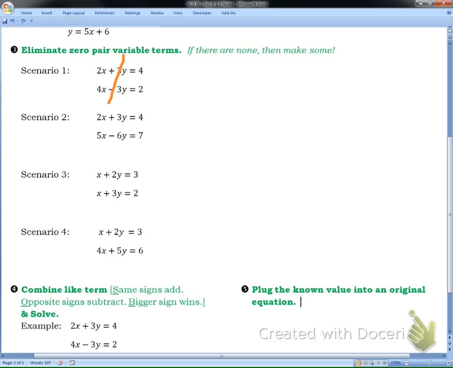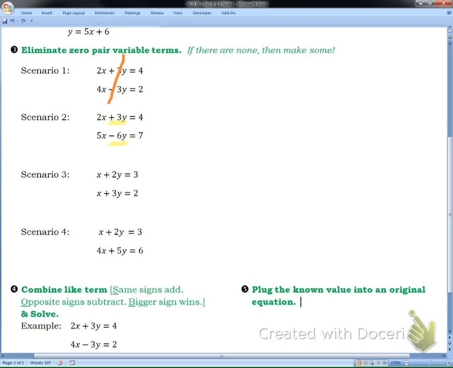In scenario 2, let's look. Do we have any zero pairs? We don't. The coefficients of x's are 2 and 5. The coefficients of y's are 3 and 6. But we do have opposite signs. Do you see that? Look at your y term again. You have a positive 3y and a negative 6y.